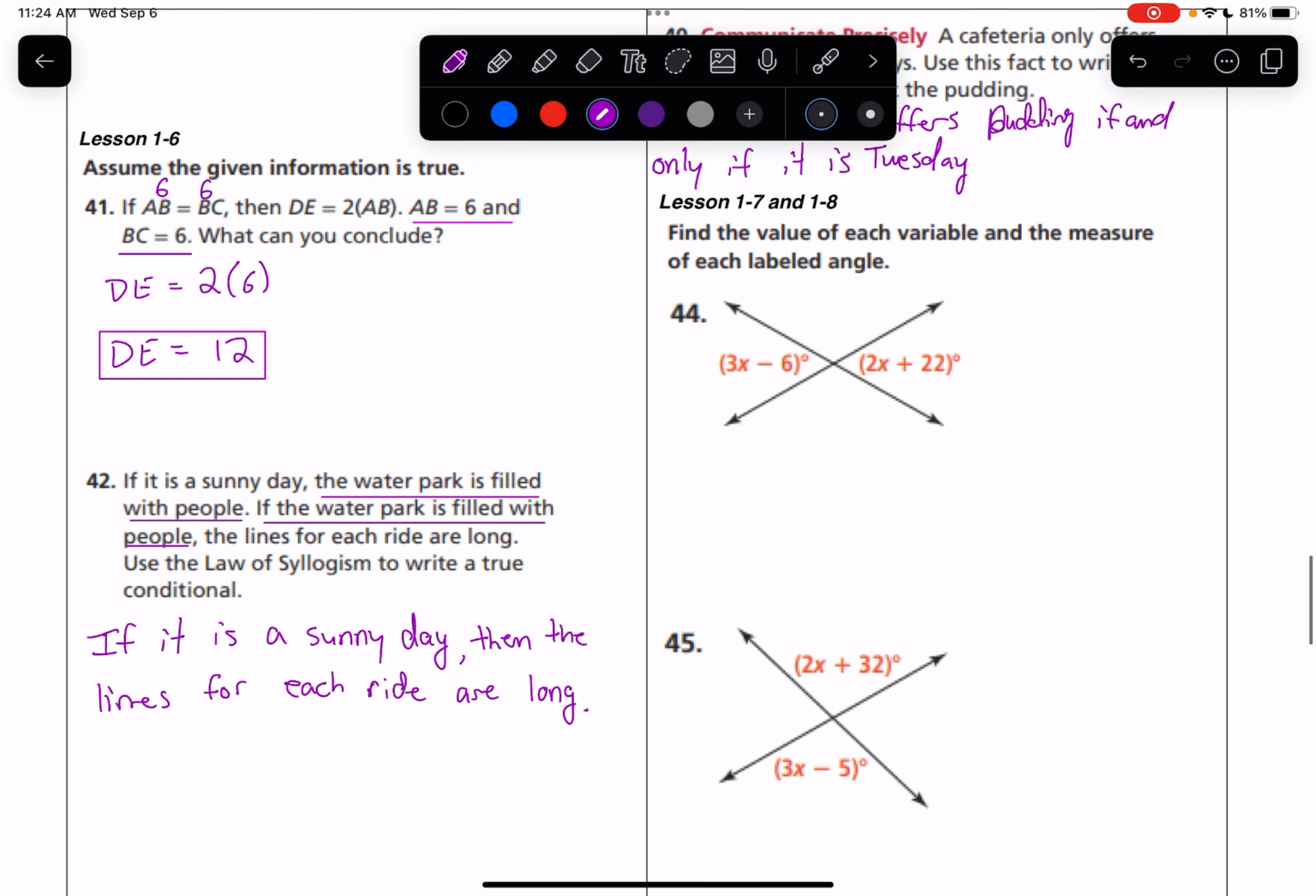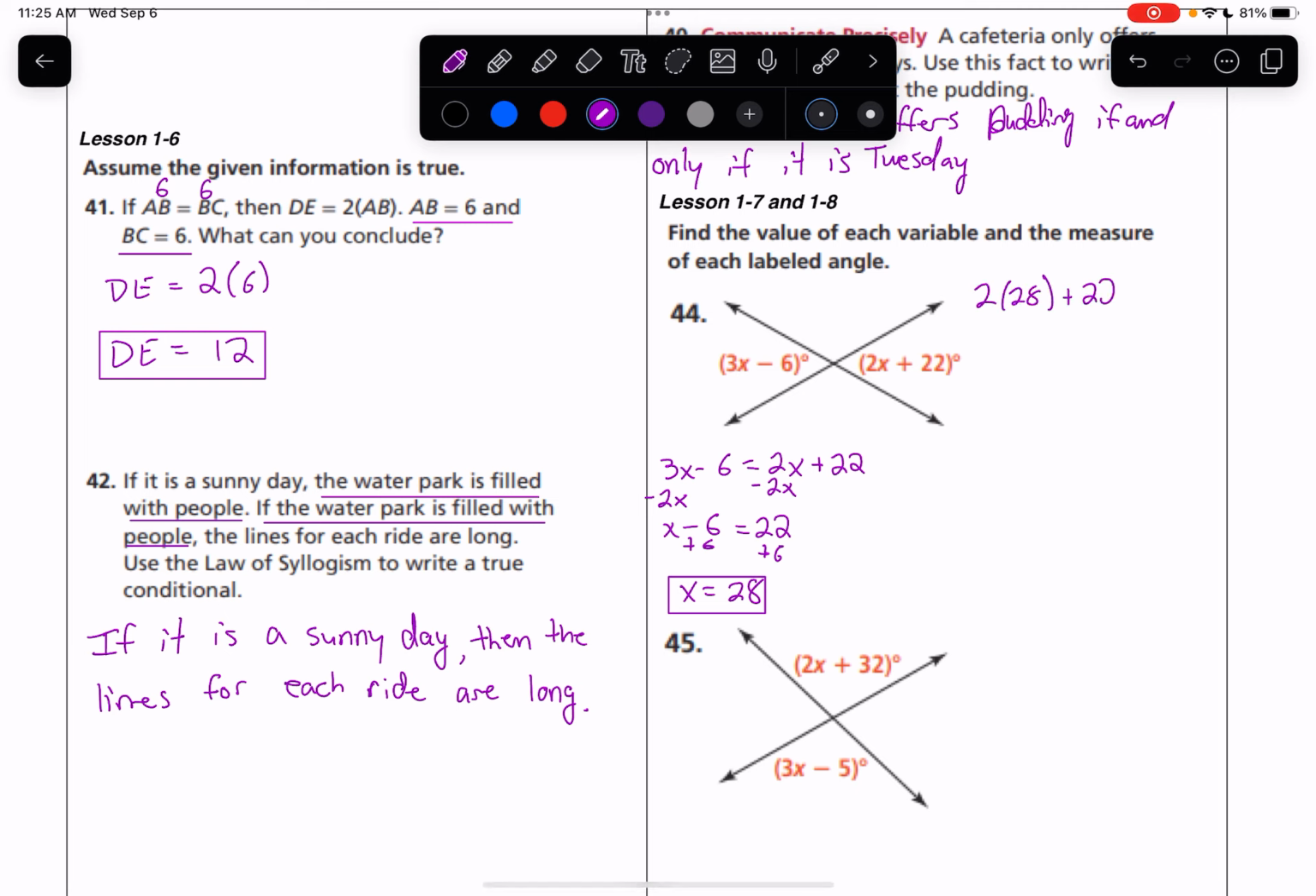Find the value of each variable and then the measure of each labeled angle. We've got some vertical angles here, so we can make equations. We can say 3x minus 6 equals 2x plus 22, and then solve that. So we've got plus 6, x equals 28. That's part of my answer. And we also have to find the value of each labeled angle. So I've got 2 times 28 plus 22, which is 78 degrees. So each of these are 78-degree angles.